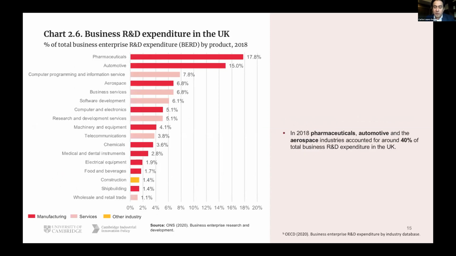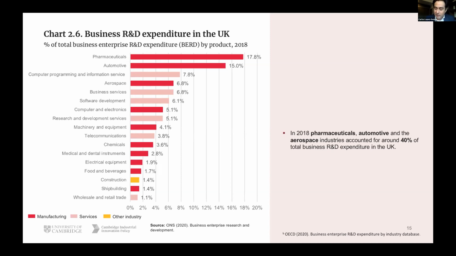Manufacturing industries remain the largest contributors to R&D expenditure across industrialized economies, despite the sector's relative decline as a share of the economy in most industrialized countries in the last couple of decades. So it is difficult to measure R&D across the economy, especially in services. But what we observe in the UK figures is that in 2018, the pharmaceutical industry, automotive, and aerospace accounted for around 40% of total business R&D expenditure in the UK. And this suggests, obviously, that manufacturing industries have a key role to play in achieving the UK's 2.4% target.